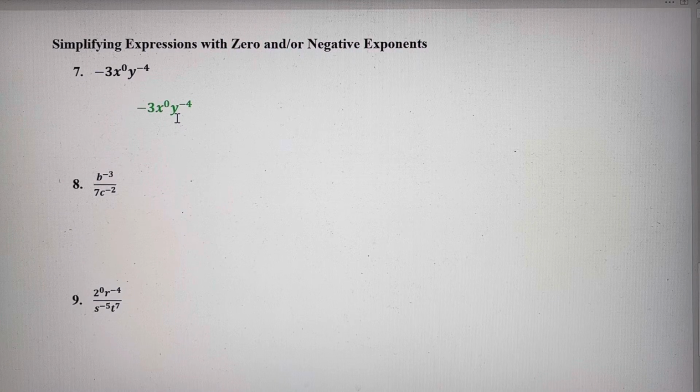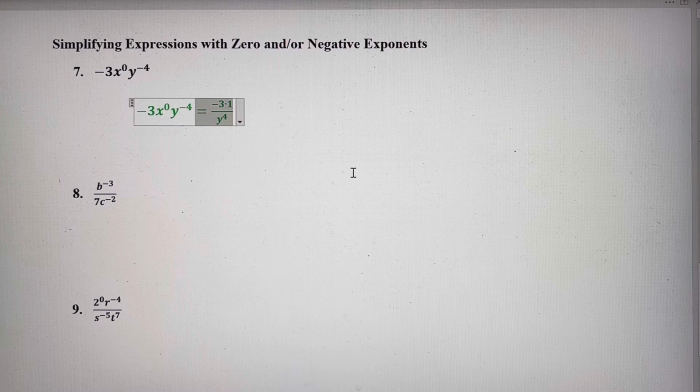All right. So -3, again, is understood to be to the first power. So that's going to stay in the numerator. x to the 0 is 1. It's going to stay in the numerator. y to the -4th, however, I've got to deal with that negative exponent. I move it through the fraction down to the denominator. It changes signs from -4 to +4.